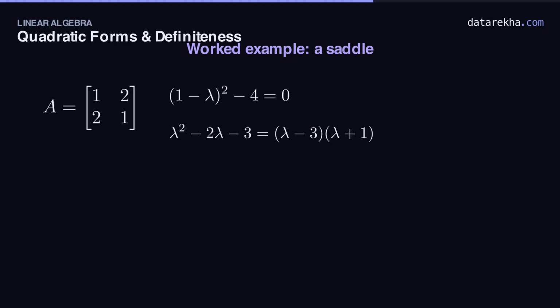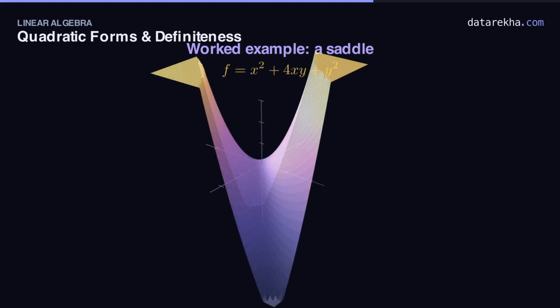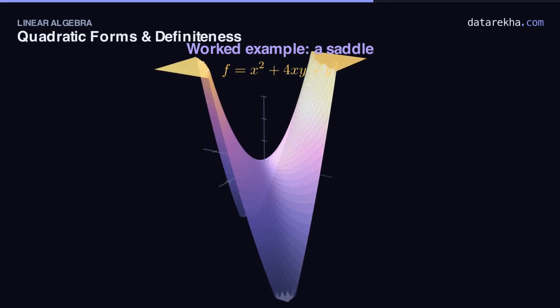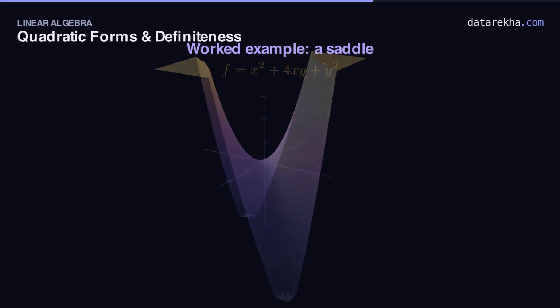Confirm with eigenvalues. 1 minus lambda, all squared, minus 4 equals 0. Expand and it factors into lambda minus 3 times lambda plus 1. The eigenvalues are 3 and minus 1. One positive, one negative. Mixed signs. Indefinite, just as the determinant told us. And its surface x squared plus 4xy plus y squared is a true saddle. Along 1, 1 the form climbs. Along 1, minus 1 it plunges. The origin is a mountain pass.